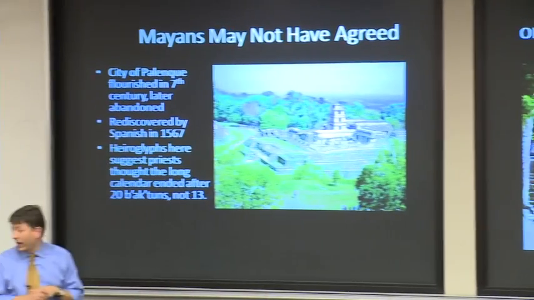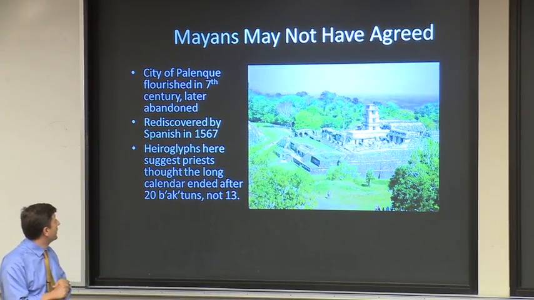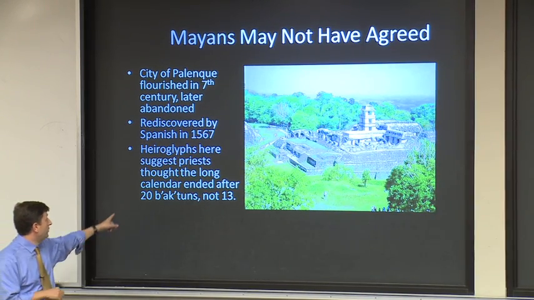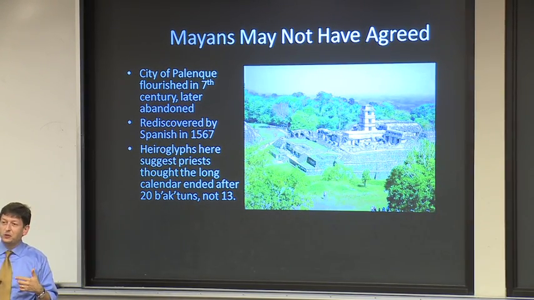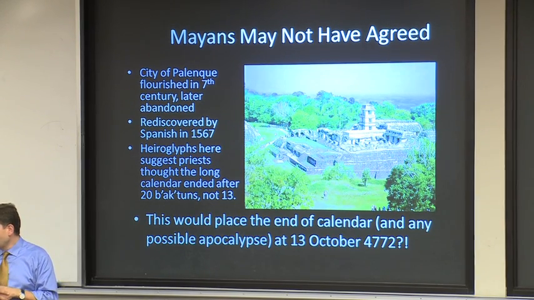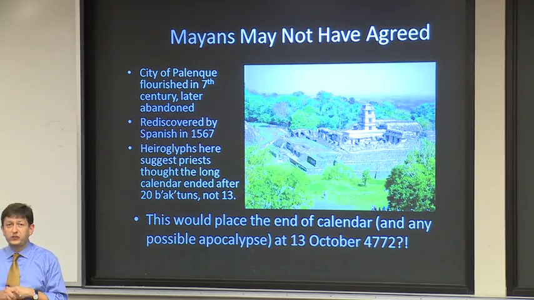In fact, there are some hieroglyphs in Mayan ruins that have been discovered which say that there's supposed to be 20 of these baktuns, because again, the calendar is built in increments of 20. If that's true, then the end of the Mayan calendar isn't in 2012 anyway. It's in the year 4772.